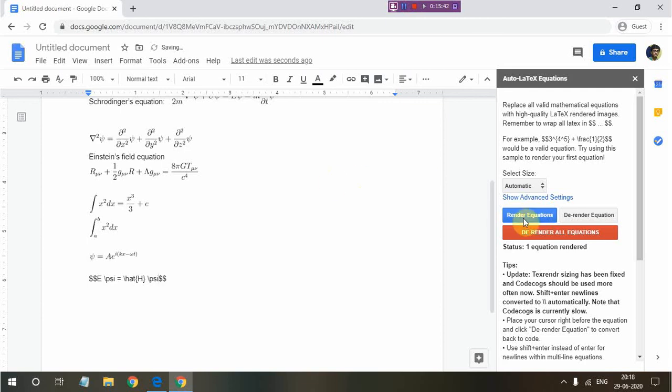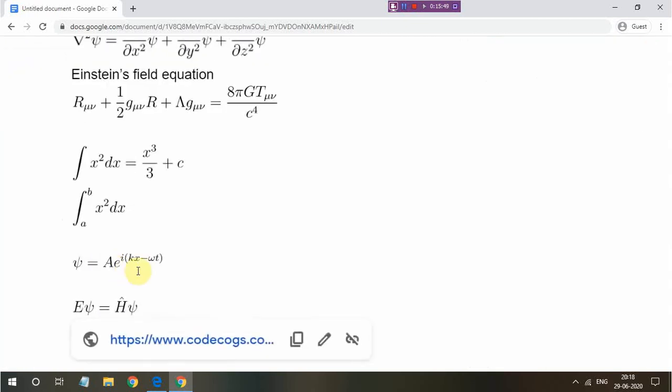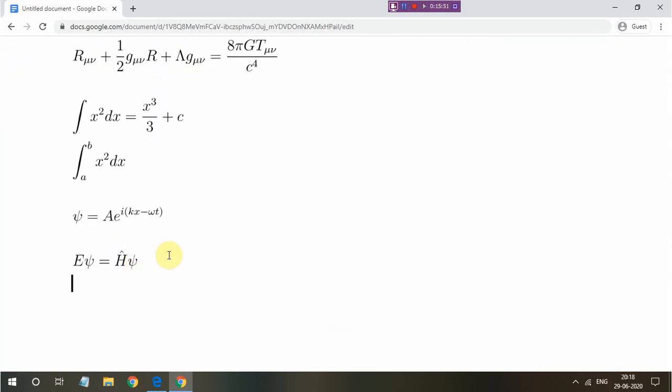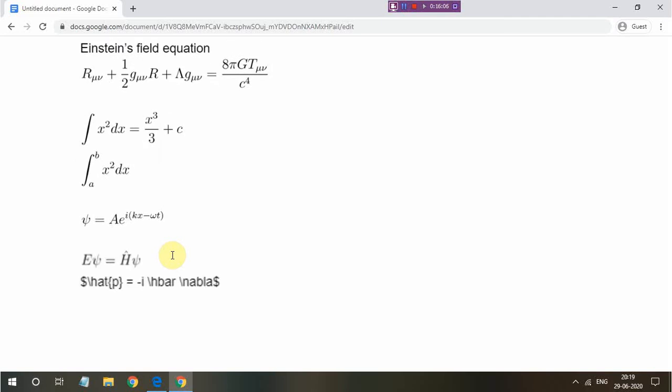And like this you can type, in quantum mechanics, to denote operators we use a symbol, right, for the momentum operator, energy operator. So you see E psi is H cap psi. If you want to write the momentum operator, that's P, that's minus i h bar nabla, or you can write del over del x, depends, doesn't matter.